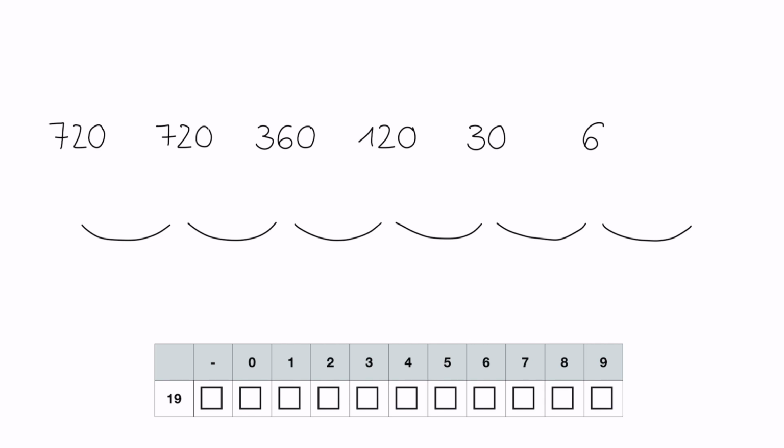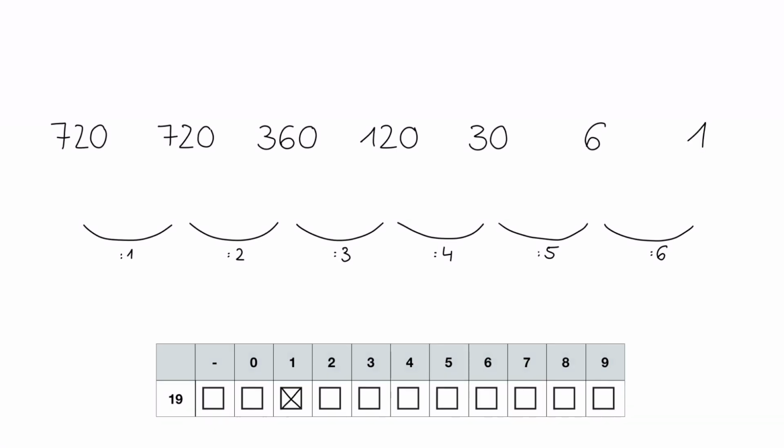And this exercise may look scary at first, but just focus on writing down the rules and seeing what the relationships are. So first we have 720 to 720 divided by 1, then divided by 2, divided by 3, divided by 4, divided by 5, divided by 6. So another recursive rule, and we end up with 6 divided by 6, which is 1.